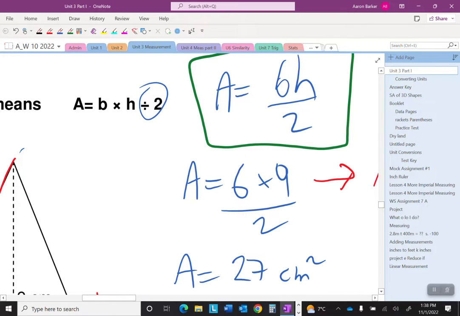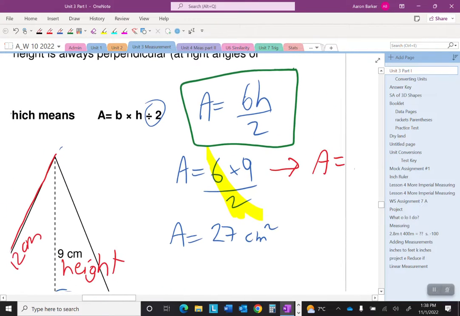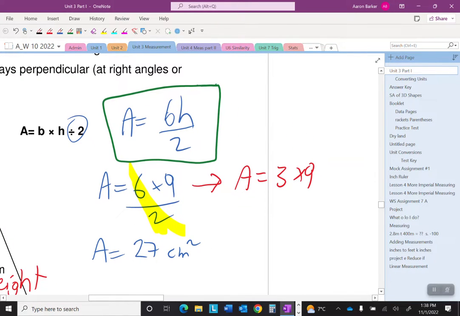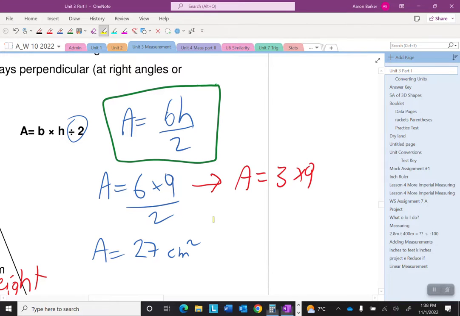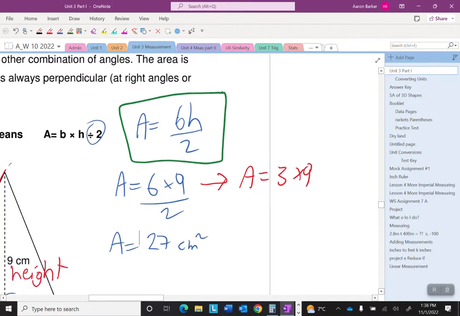However, you can do the division early. I can divide 6 by 2, and I get 3 times 9, which I can do in my head. So if there's ever an even number, I like to divide that first so I don't have to use a calculator. But if you did have to use a calculator, 6 times 9 divided by 2, press equals, 27 is your answer. Okay. Any questions about the triangle?